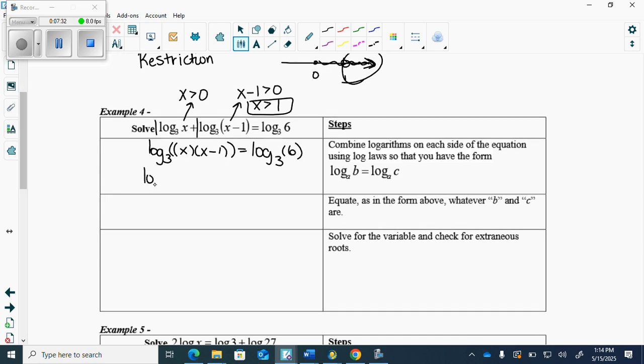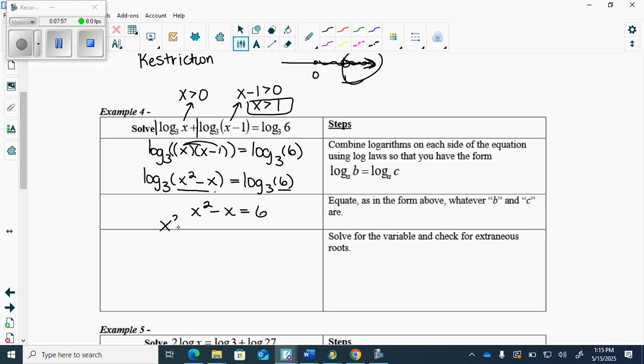So then we get log base 3 of x squared minus x equals log base 3 of 6. And so then, if we have log base 3 of this equals log base 3 of this, then they have to equal. So x squared minus x equals 6. And we're back to grade 11. What do we do?